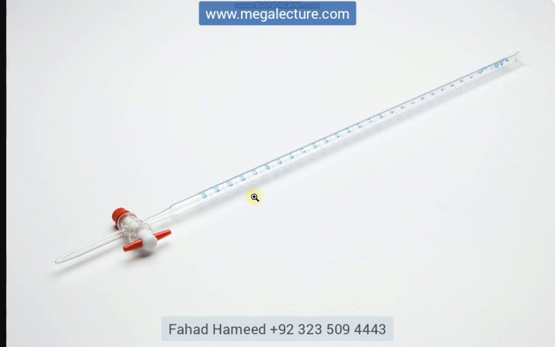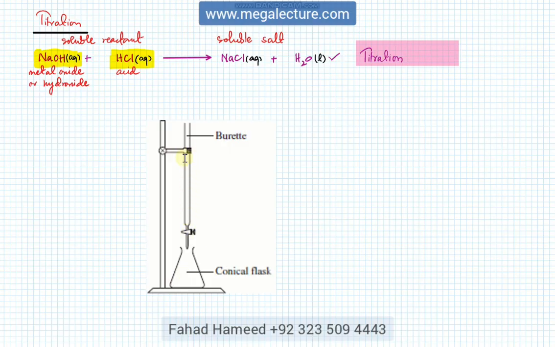Normally it's either a 25 centimeter cube burette or more commonly a 50 centimeter cube burette, which is the maximum capacity for a burette. And the good thing about a burette is that the burette and the tap are helpful when you're not sure what amount of reagent has to be added into the conical flask.